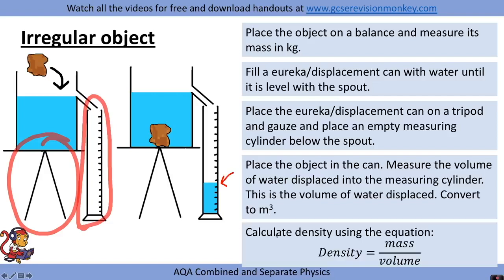So then we can put our mass into our equation, divide it by our volume, and we will therefore be able to calculate the density in kilograms per meters cubed of the irregular object.